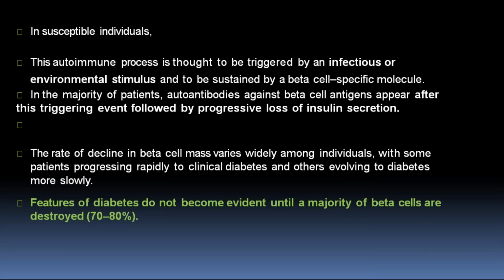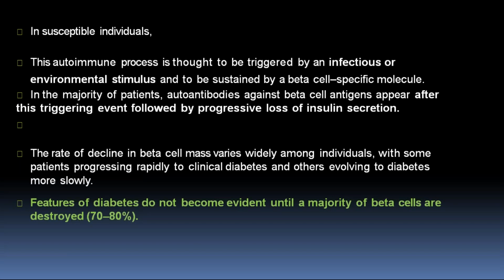In susceptible individuals, this autoimmune process is thought to be triggered by an infectious or environmental stimulus and to be sustained by a beta cell specific molecule. In the majority of patients, autoantibodies against beta cell antigens appear after this triggering event, followed by progressive loss of insulin secretion. The rate of decline in beta cell mass varies widely among individuals, with some patients progressing rapidly to clinical diabetes and others evolving to diabetes more slowly. Features of diabetes do not become evident until a majority of beta cells are destroyed.